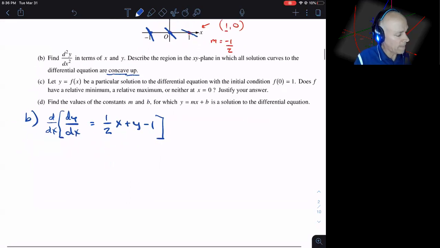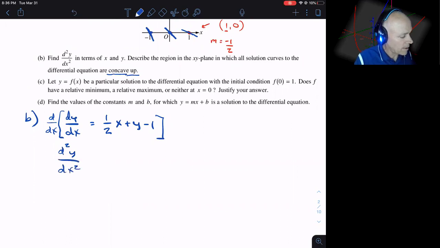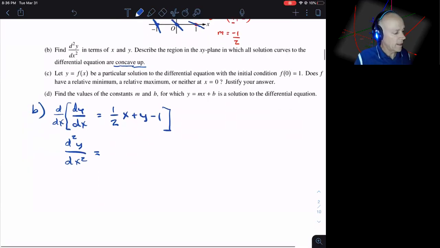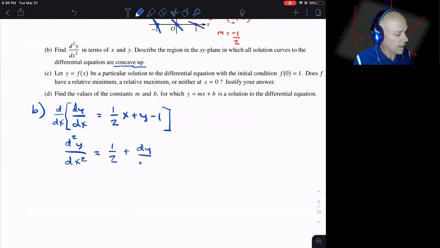So when I do that, on the left side I'm going to get the notation for the second derivative, d2y dx2, is equal to, and then as I take d/dx of each one of the three terms on the right side, d/dx of 1 half x is 1 half, d/dx of y will be dy dx, and then d/dx of negative 1, which is a constant, is 0.